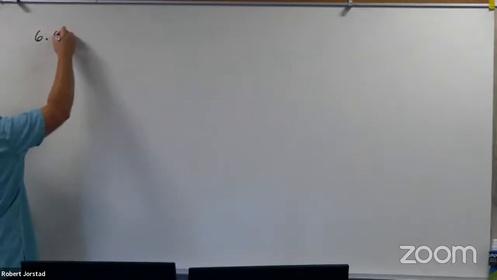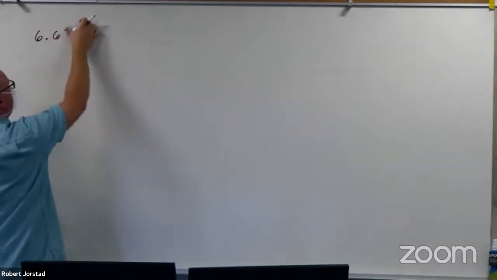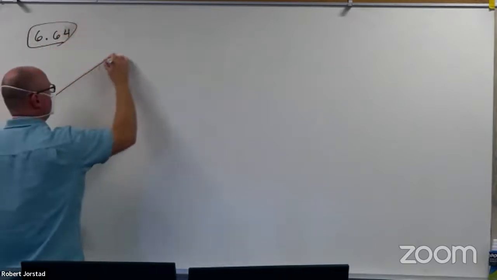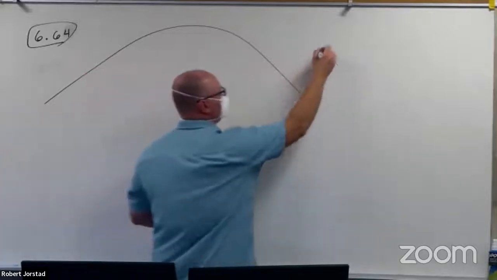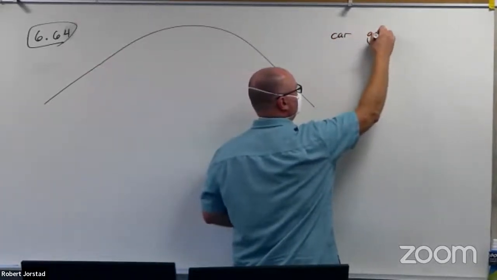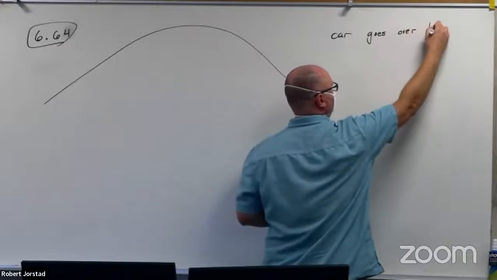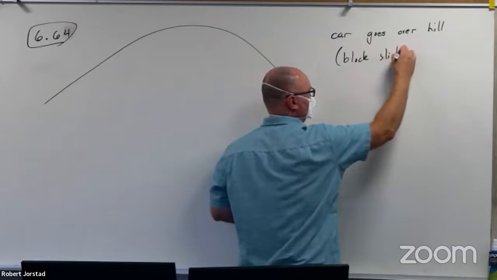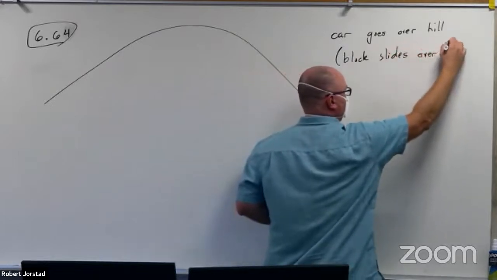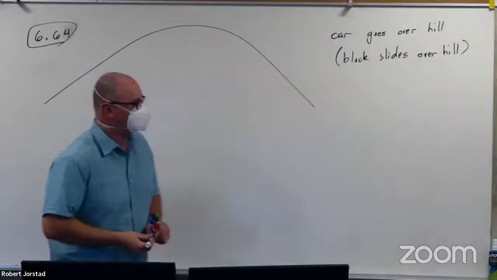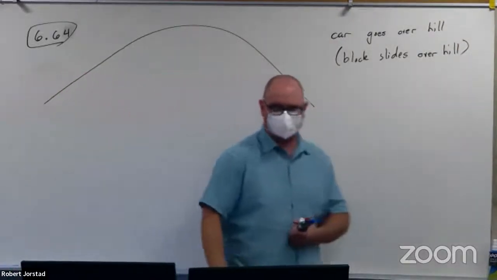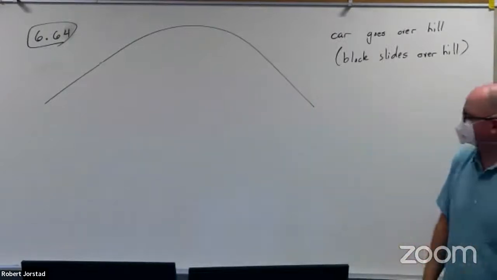So what did I just say? 6 point what? 64. 67? 64. 64? Car going over a hill? Yes. Okay. Obviously, you would probably care more about a car going over a hill, but it turns out it's probably easier for us to talk first about a block sliding over the hill.